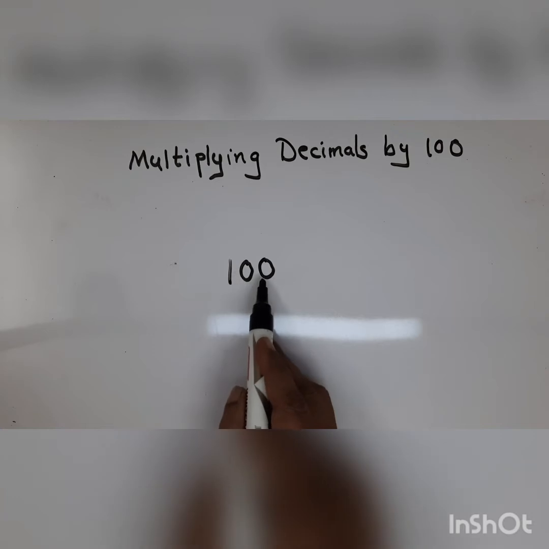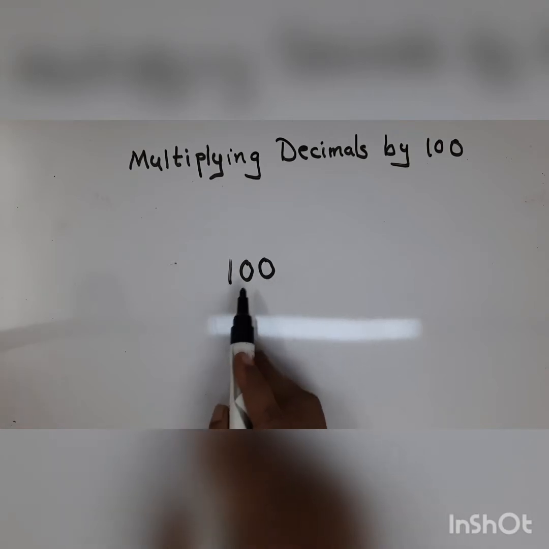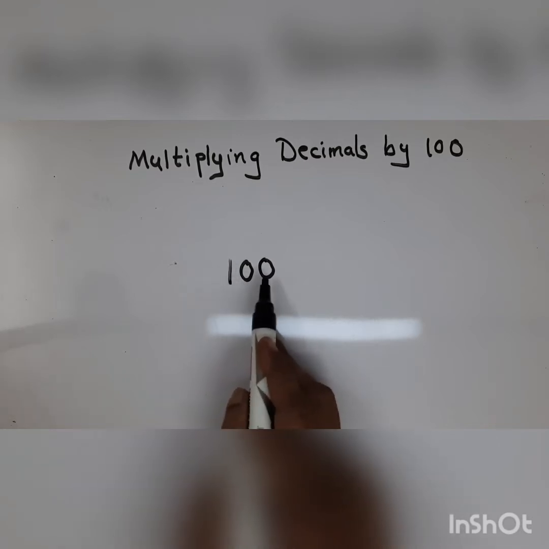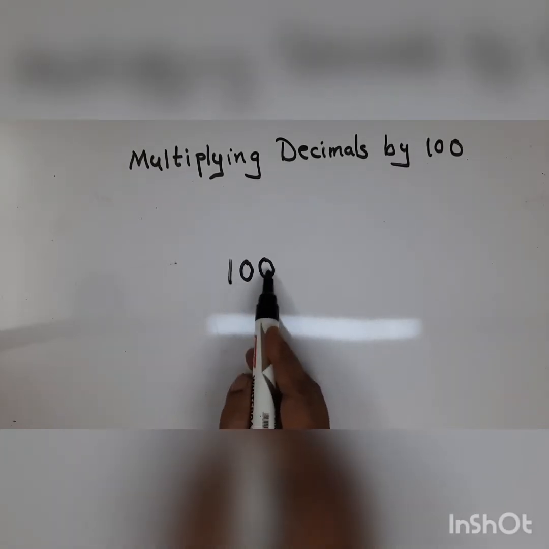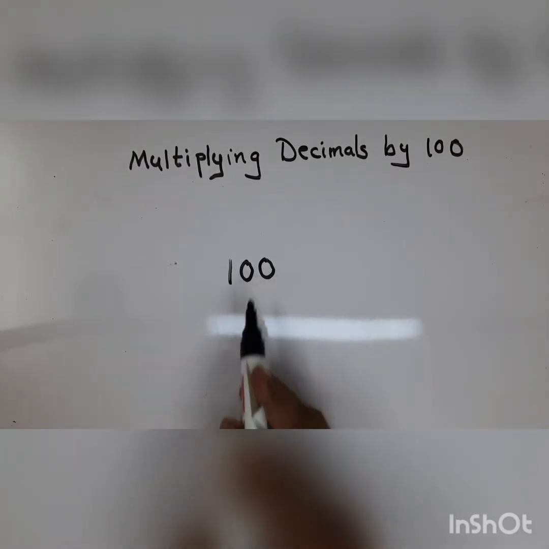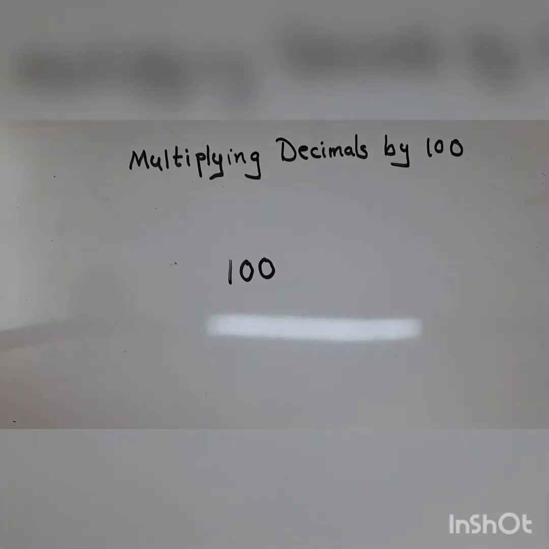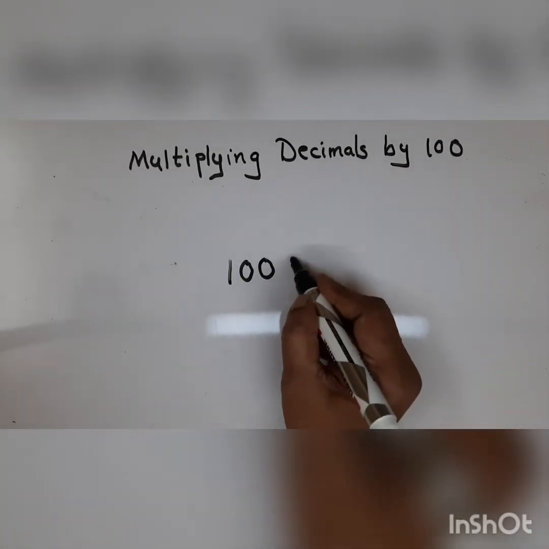I shift the decimal point. I have to shift the decimal point as many places to the right. Now this is your 100, as there are zeros after 1. After 1, I have 2 zeros. So that means I have to shift 2 places to the right.